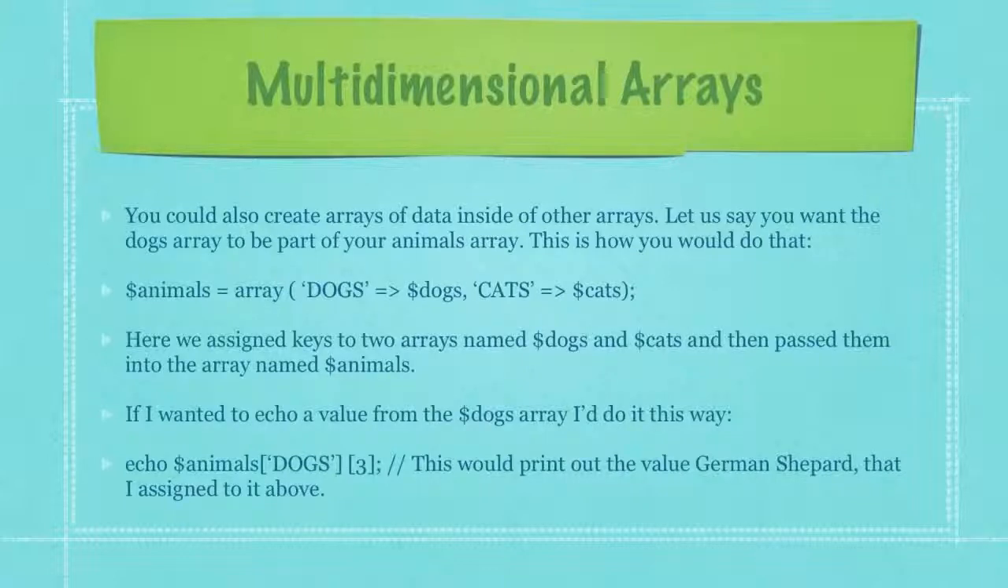Here we assign the keys to 2 arrays named dogs and cats, and then pass them into the array named animals. If I wanted to echo a value from the dogs array, I just do it this way. Follow echo, then the variable animals, followed by dogs, and then 3 within the brackets. This would print out the value German Shepherd that I assigned to it above.